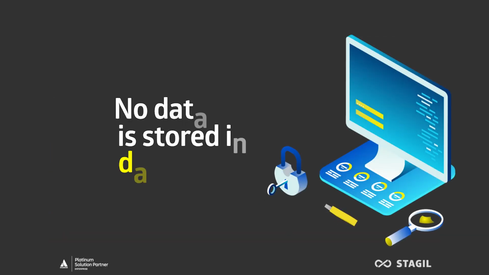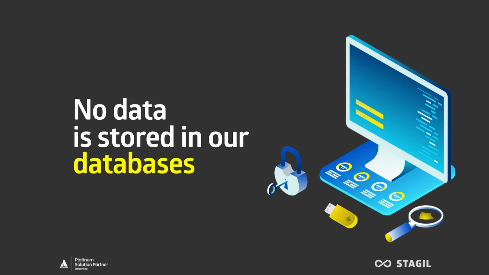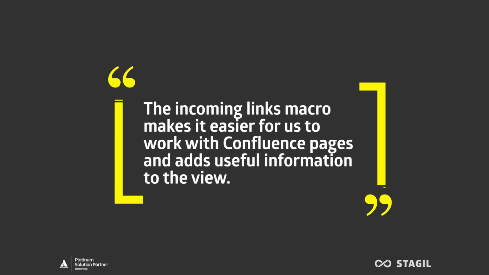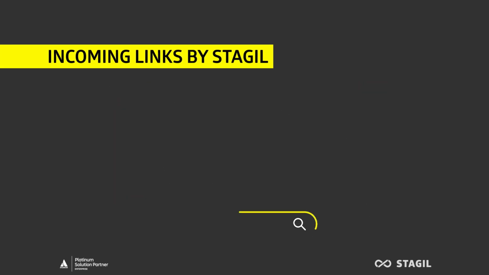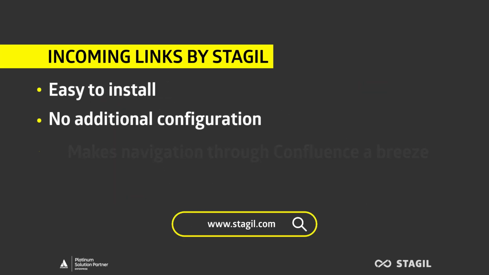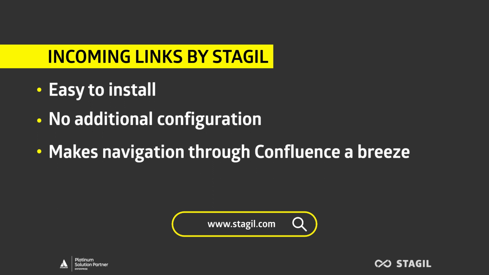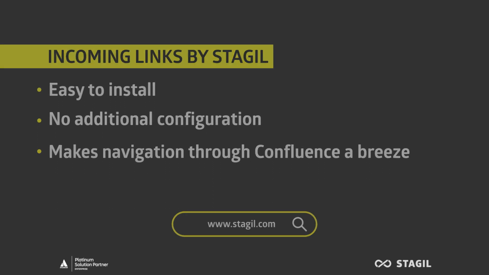No data is stored in our databases, so you can rest assured that there will be no GDPR or privacy concerns to worry about. The Confluence Macro Incoming Links feature from STAGIL is a must-have for anyone who uses Confluence. It's easy to install, requires no additional configuration, and makes navigating through Confluence pages a breeze.